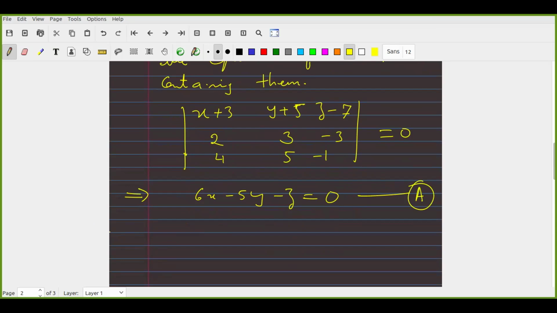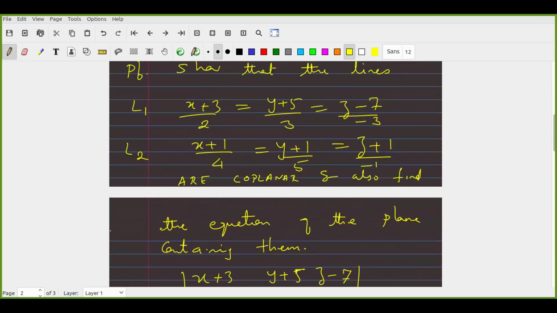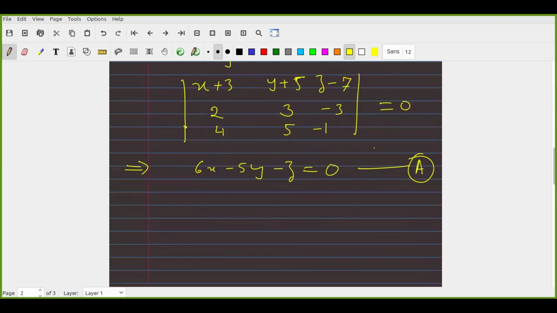Now, see, the second line given is (x plus 1) by 4 equal to (y plus 1) by 5 equal to (z plus 1) by minus 1, which means this is of the form x minus x2, y minus y2, z minus z2. This has a point x2, y2, z2 on it, which is given by minus 1, minus 1, minus 1. So put minus 1, minus 1, minus 1, which belongs to L2. Substitute in A.